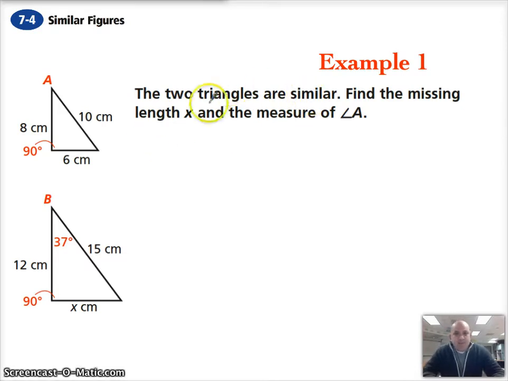Next, let's take a look at the first example. It says the two triangles are similar, so we know that they have the same corresponding sides. This side corresponds to this side. This base corresponds to this base. And the angles are themselves corresponding. This angle is equivalent to that angle, etc. Now it says find the missing length x and the measure of angle A.